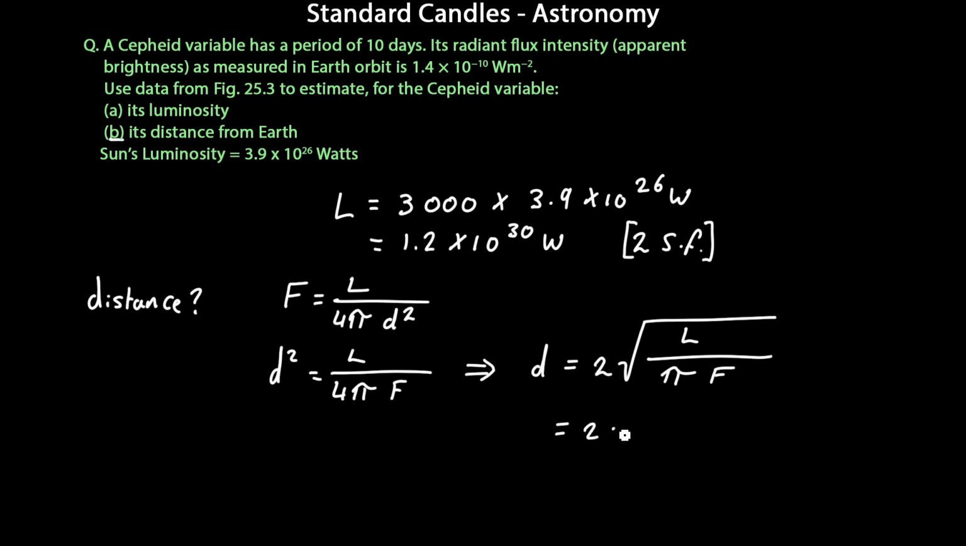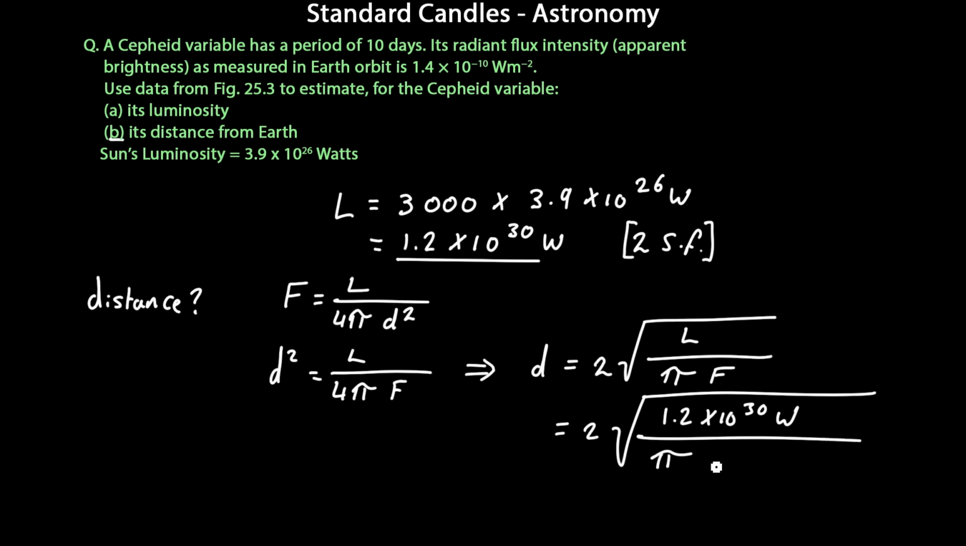So for the luminosity, I'm going to plug in my original calculated figure, which was 1.17 times 10 to the 30 watts. But I'm going to write this down here as 1.2 because we only know the accuracy of our figures to two significant figures.